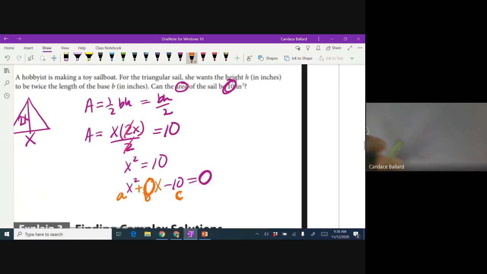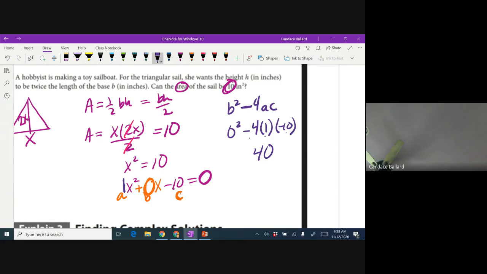All right, let's do our b squared minus 4ac now. So my b is going to be 0. Minus 4 times the a is 1, because that's an invisible 1 in front of an x squared, and we already had the x squared as part of the problem. And then minus 10. So the 0 squared goes away. Negative 4 times 1 times negative 10 is positive 40.